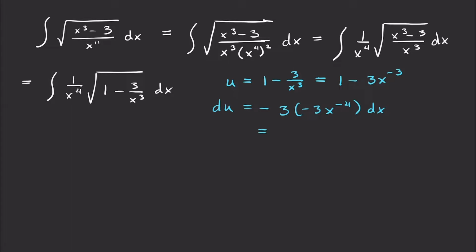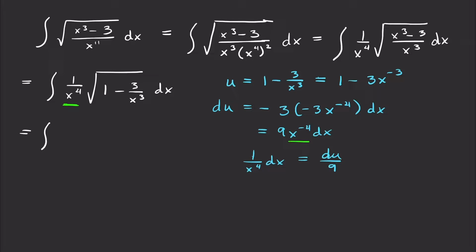Or this is minus and minus are going to cancel, 9x to the minus 4 dx. Or if you notice, this x to the minus 4, that's just 1 over x to the 4th, which shows up in our integral. So if I solve for that, I get 1 over x to the 4th dx. Now I'll divide by 9 and get du over 9. So now everywhere we see this in our integral, we can just replace it with du over 9. So now we're ready to do our substitution.